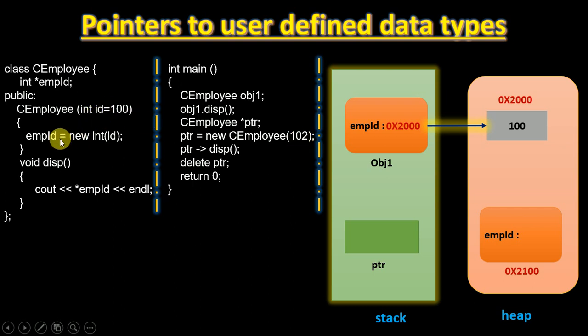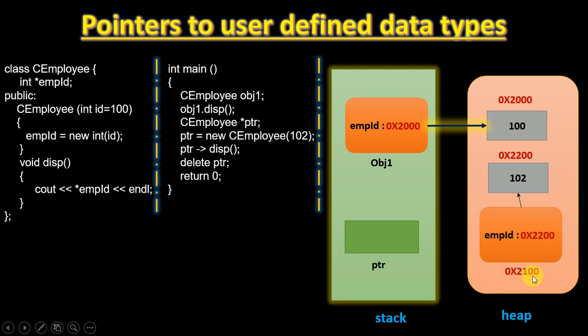Now emp id equals new int id. Again, for this emp id we are creating memory in the heap segment. So the memory got created, 102. Now this address, 0x2200, will be given to emp id, and it is pointing to this. So all are present in the heap segment. Once the constructor is completed, object creation is completed successfully in two steps, memory allocation and memory initialization, both completed.